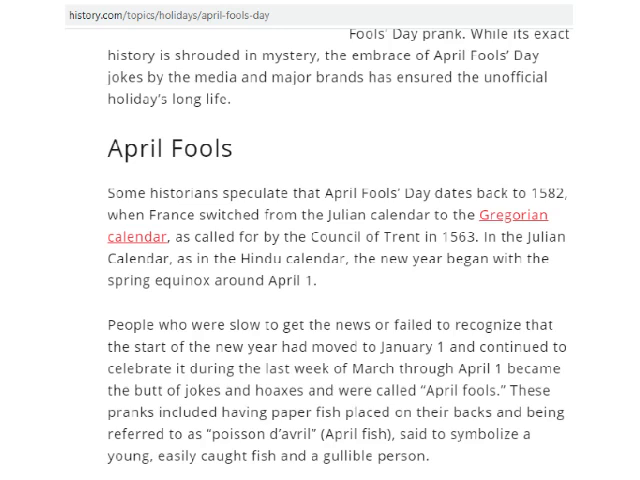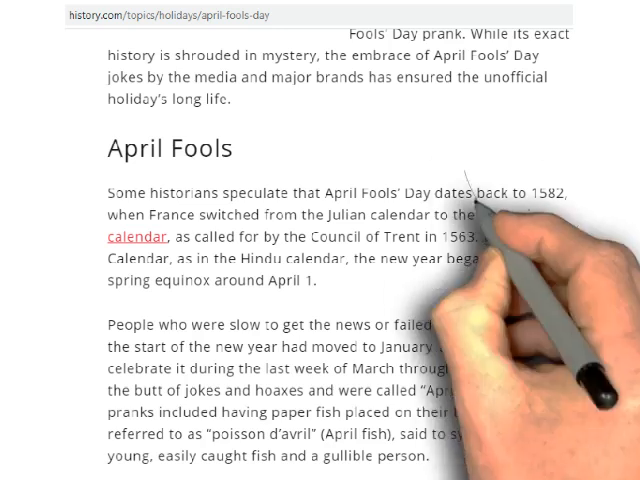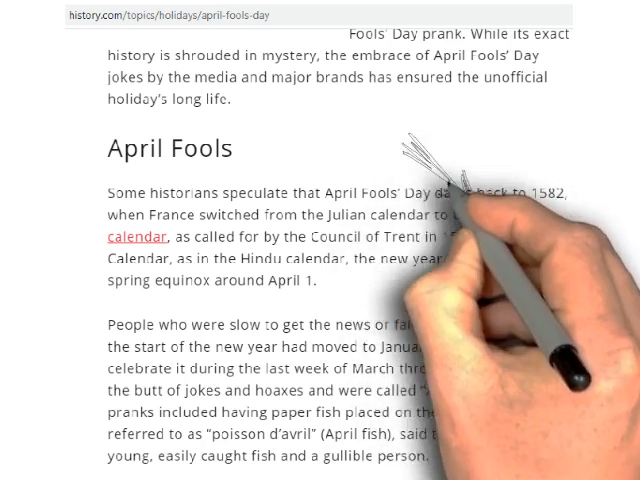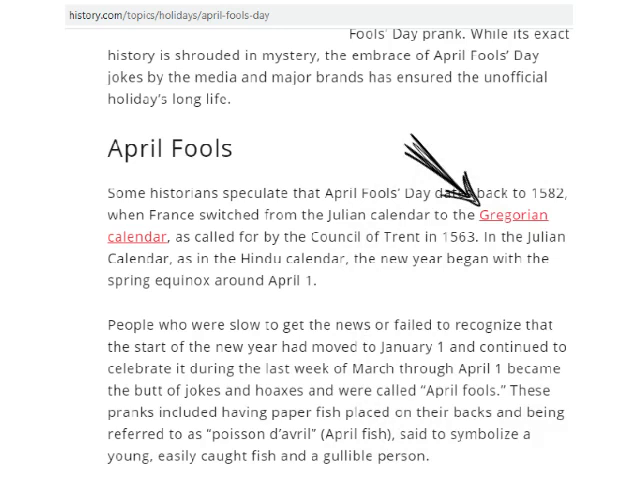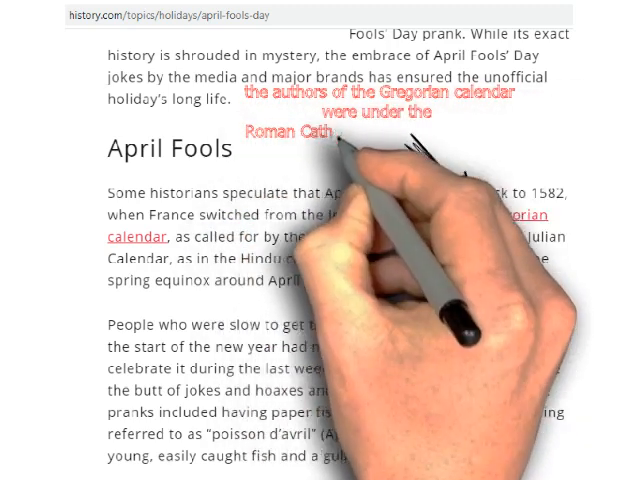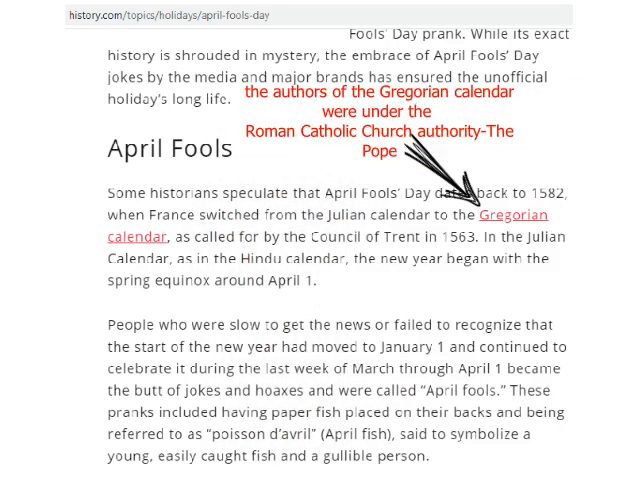So according to the History Channel, it reads, some historians speculate that April Fool's Day dates back to 1582, when France switched from the Julian calendar to the Gregorian calendar, as was called for by the Council of Trent in 1563. So notice that's almost a 20-year difference that this calendar switchover was called for until it was actually implemented. Now, the old calendar, back to what the History Channel says about it, that's the Julian calendar. In the Julian calendar, as in the Hindu calendar, the new year began with the spring equinox around April 1st.